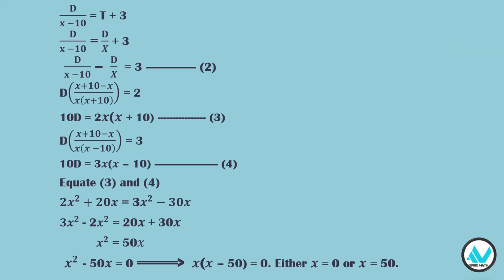Now let's look at the second condition. When the speed gets reduced by 10 km per hour, the time gets increased by 3 hours. So let me write mathematically. I'm writing d by x minus 10 equal to t plus 3. Now just now we found that t is nothing but d by x. So let me write that d by x minus 10 equal to d by x plus 3. Let me take the d by x the other side. So d by x minus 10 minus d by x equal to 3. Now this gives me the second equation.